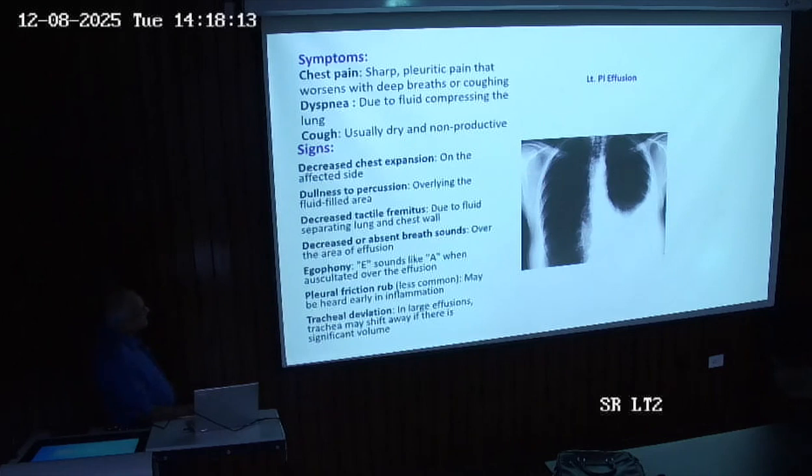Since this has been occupied by fluid, there will be diminished chest expansion of the affected side, dullness to percussion because no resonant tissue is there in the underlying area, and decreased tactile fremitus due to fluid separating lung and chest wall. Since there is no aeration here, you will find decreased or absent breath sound over the area of effusion. Egophony, E sounds like A, when auscultated over this portion where you can find signs of consolidation like whispering pectoriloquy, bronchial breathing or egophony. If there is less fluid, you can see a pleural friction rub.